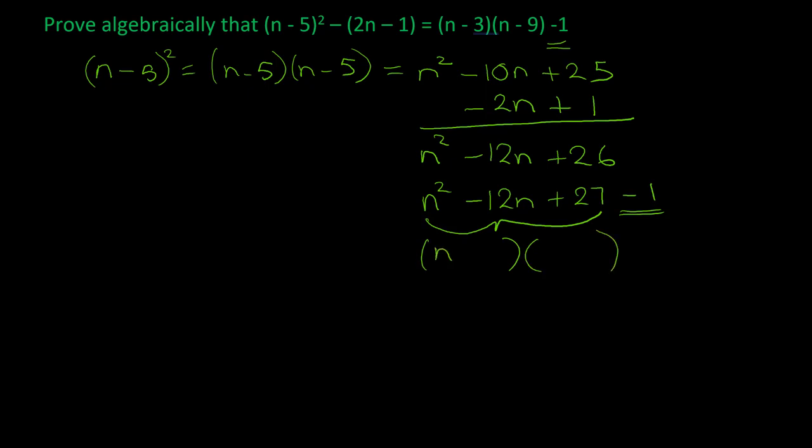So it's n squared, so it'll definitely be n and n, and we've got 27 at the end. So it very definitely could be 3 times 9 to get that. Does 3 and 9 make 12? They do. And so minus 3 minus 9 pops in there. So we have turned the left hand side into the right hand side. Therefore we've proved that they are the same.